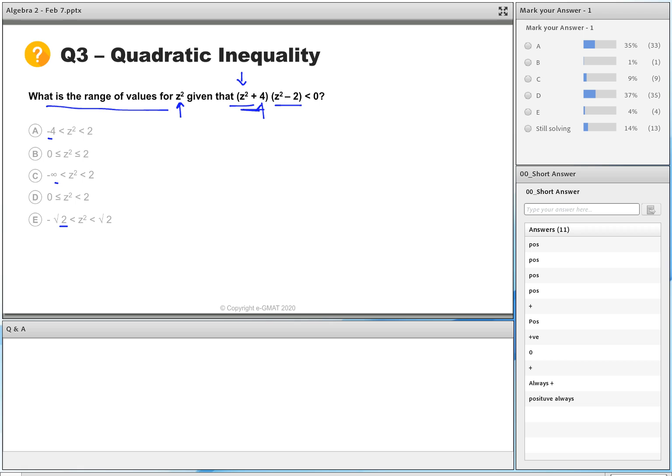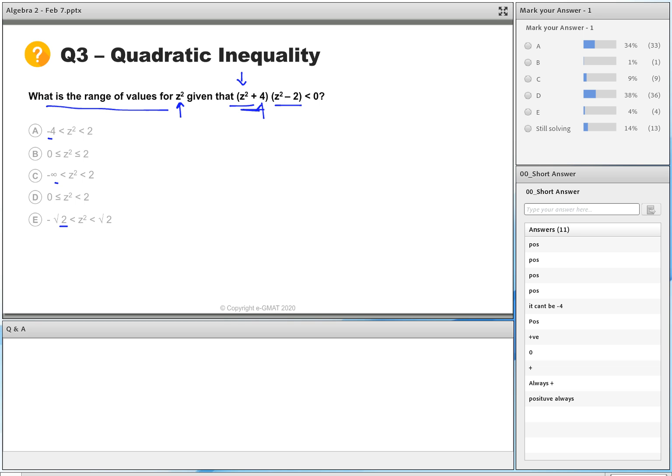Keep this in your mind. Z square plus 4 is either 4 or greater than 4. It can't be minus 4. No, it can never be minus 4. Please understand, z square is a non-negative number. With that, I'm adding a positive number. So the entire number would be a positive number, right?